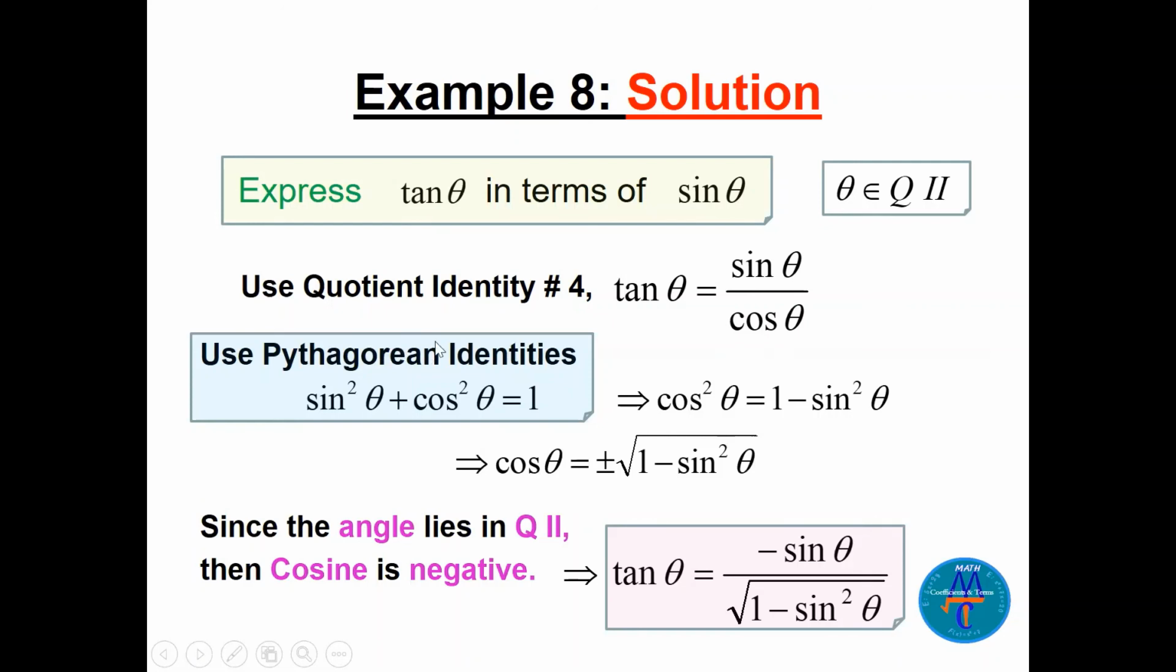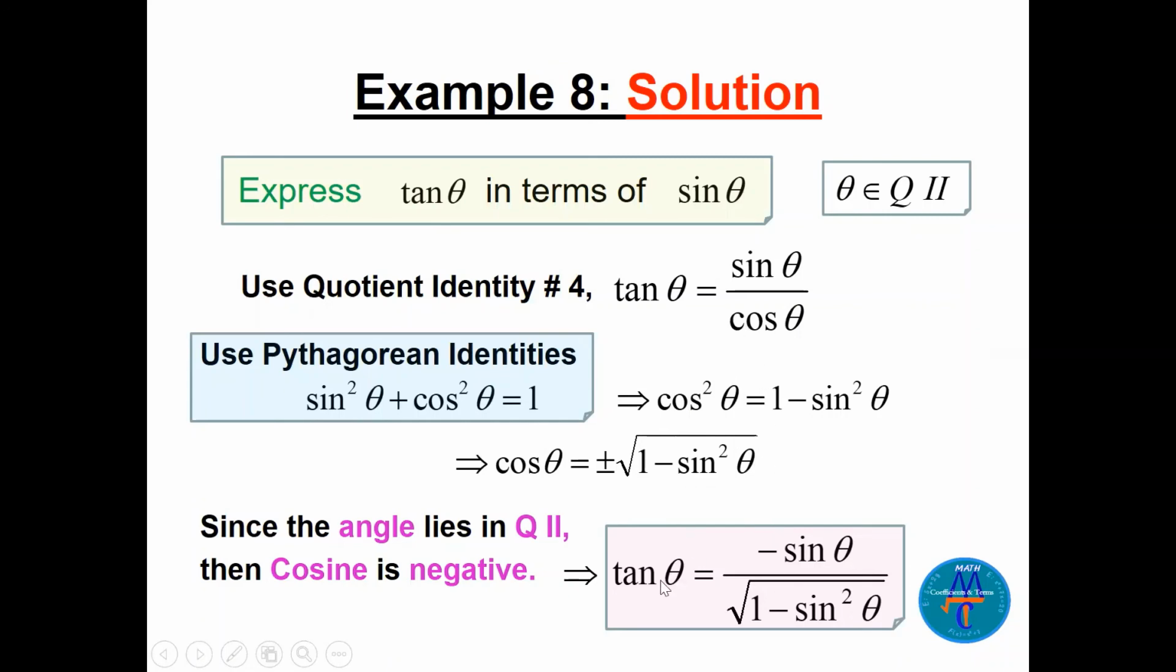So I go to the Pythagorean identities. Sine squared theta plus cosine squared theta is 1. So I find cosine squared theta is 1 minus sine squared theta. Take the square root of both sides. So cosine theta will be plus or minus this one. Now theta lies in quadrant 2, so the cosine is negative. So I take here the cosine with the minus and put it in the denominator. See, that's a minus square root in the denominator of this.